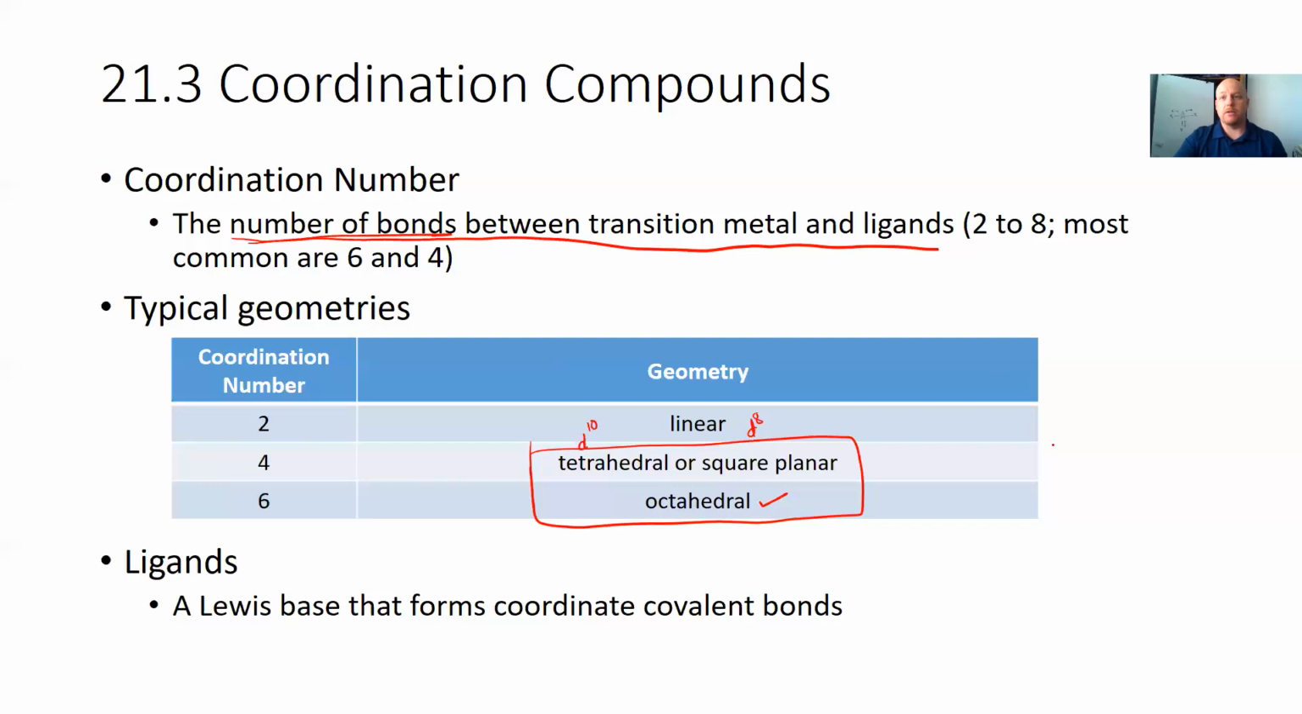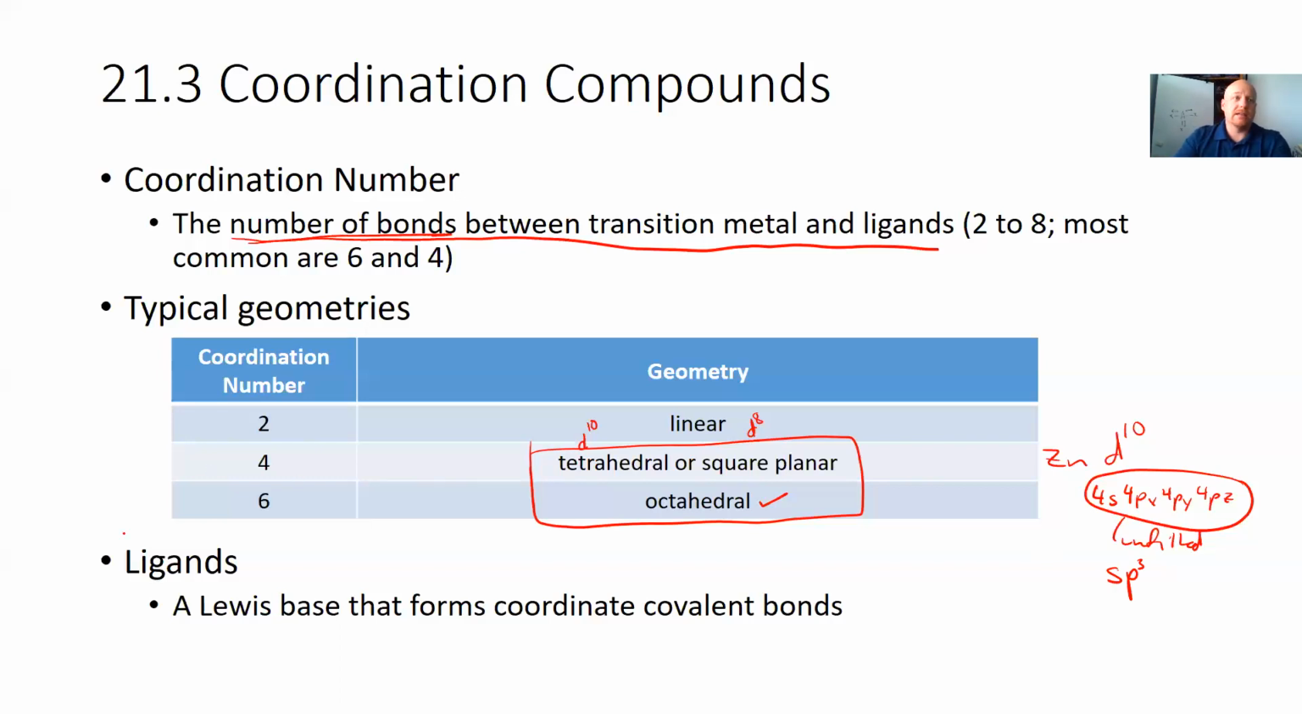So zinc would be a d10 metal. That would have, if you remember, the 4s and the three 4p orbitals, so 4px, 4py, and 4pz, which are all unfilled, right? And so if they're unfilled and those electrons are donated by the bonded atoms, what you're going to wind up getting is an sp3 hybridized zinc ion as the central atom of a tetrahedral complex.